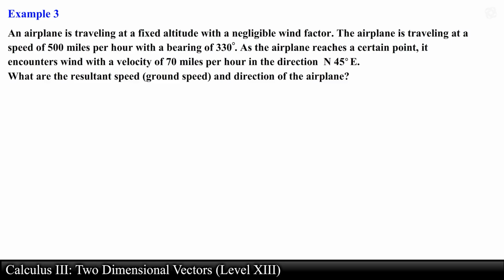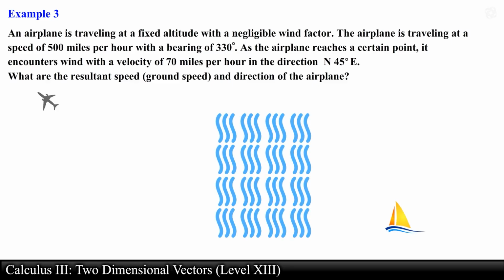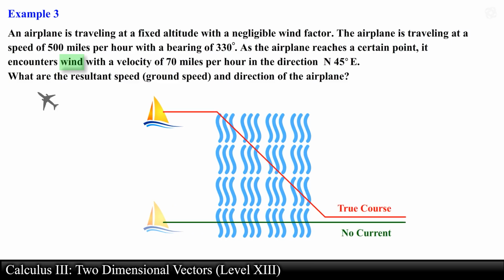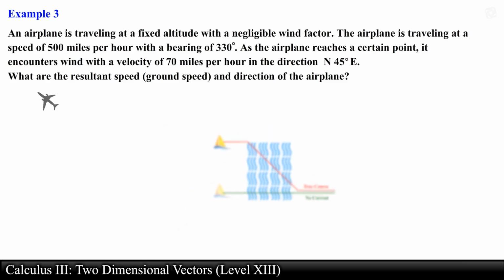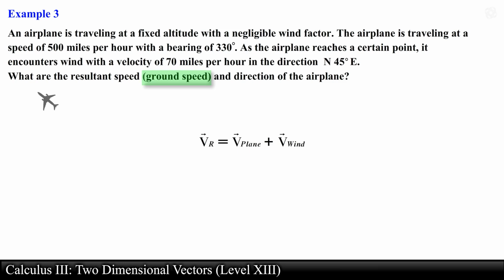Alright, in this problem, the path and speed of an airplane is being altered due to wind. This is similar to the way in which a boat's path and speed can be altered by water current. Because of this wind, we need to find the true course or track of the plane. This is nothing more than the direction of the resulting velocity of the plane and wind. We also want to find the ground speed of the plane. This would be equal to the magnitude of the resulting velocity.